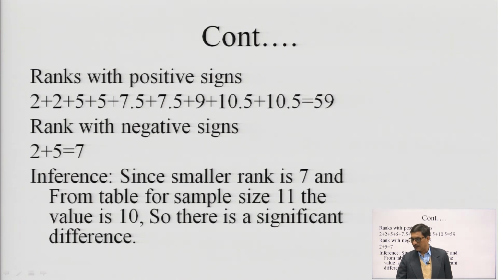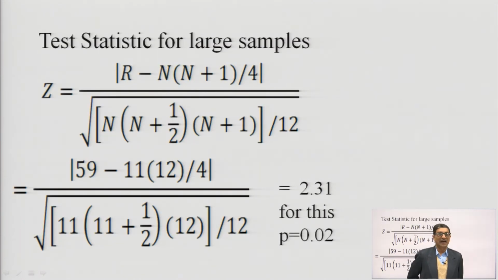So, we take the greater value, r is 59, minus n, 11 into 11 plus 1, divided by 4, and then the square root of 11 into 11 plus 1 into half, whole divided by 12. On solving this we find the value is 2.31, and for the standard condition, alpha 0.05, the z value is 2.31 and the p value for this is 0.02.